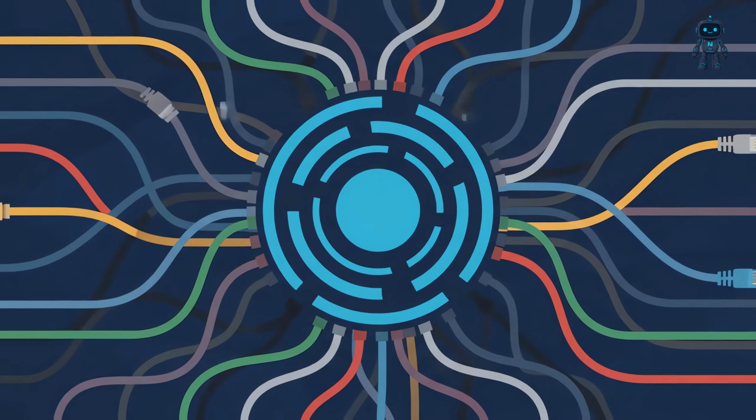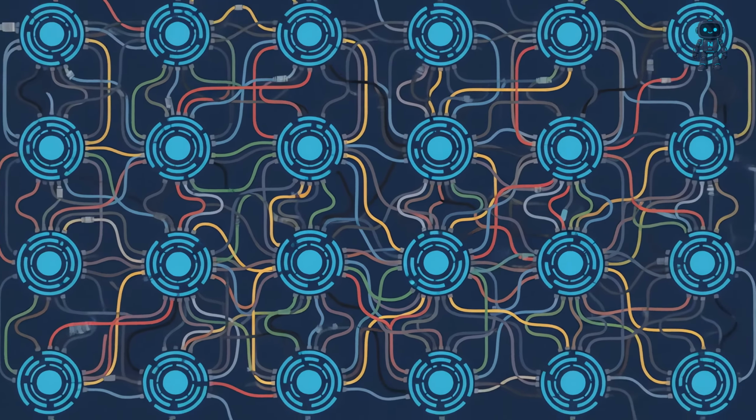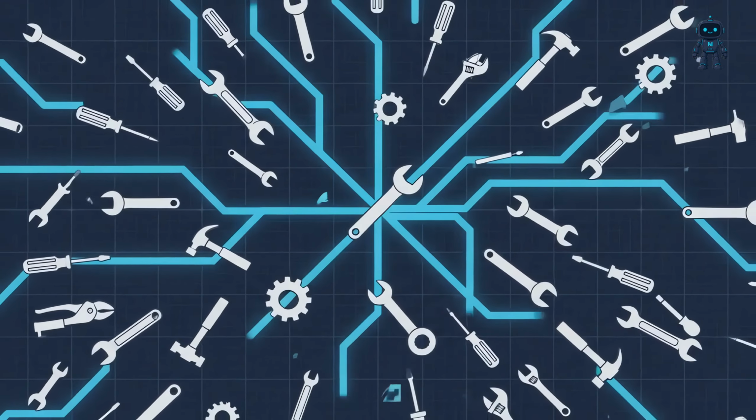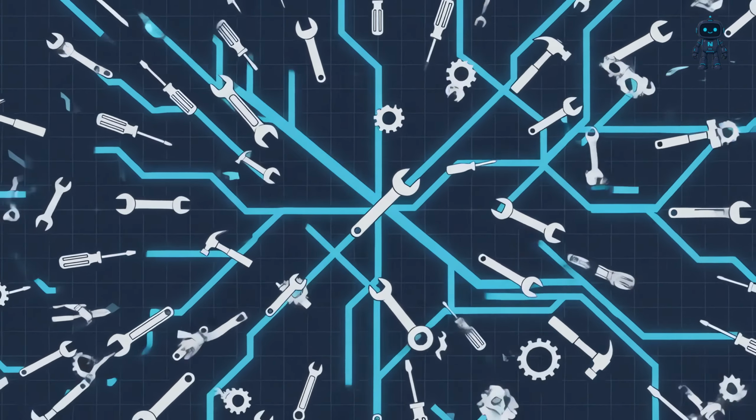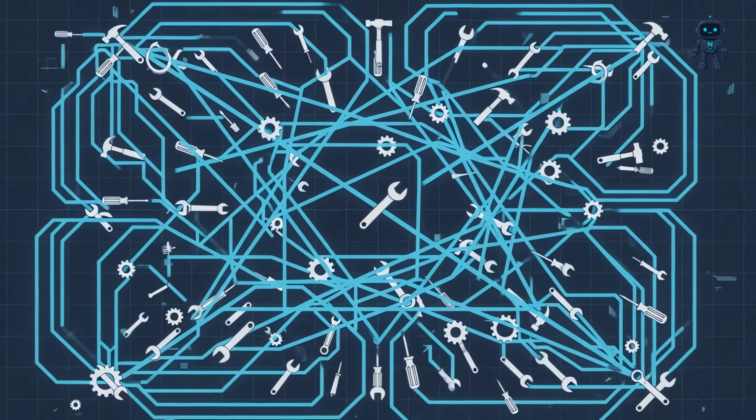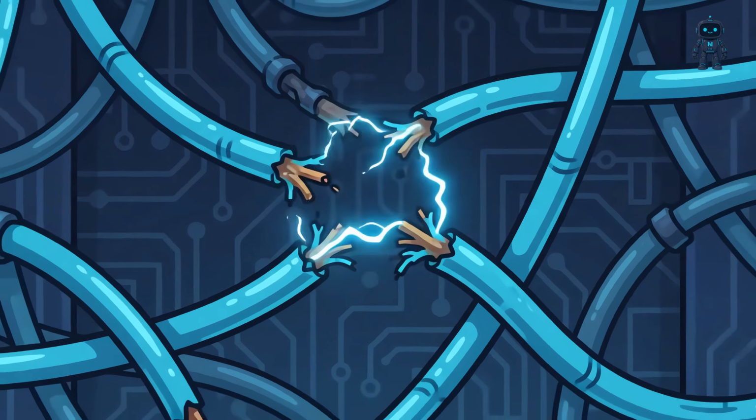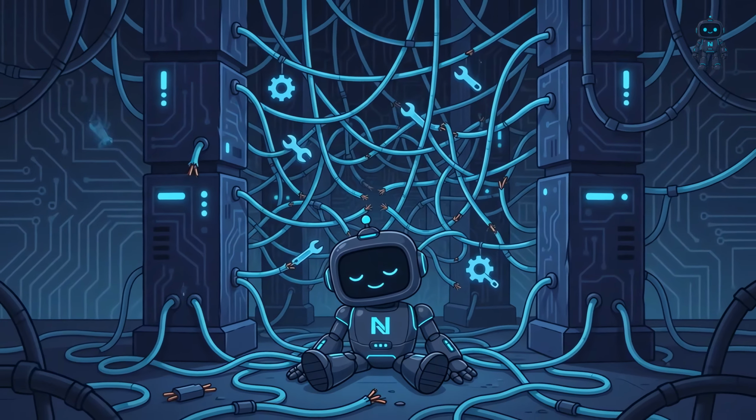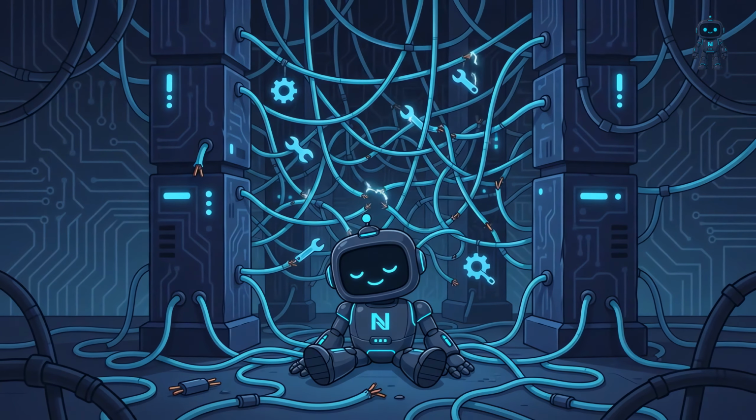Now multiply it. It's not one AI, it's every AI. And not one tool, it's thousands. So every AI builds a custom cable to every tool, from scratch, over and over. 10 AIs and 1,000 tools? 10,000 fragile wires. Most never get built. Nobody has time. So the genius just sits there. That's the world before MCP.